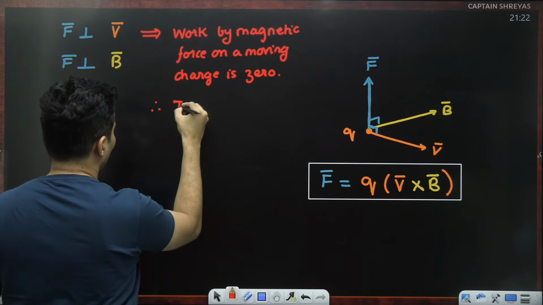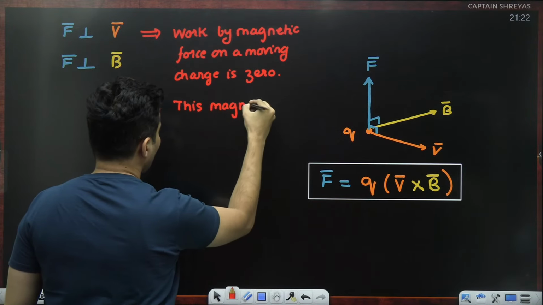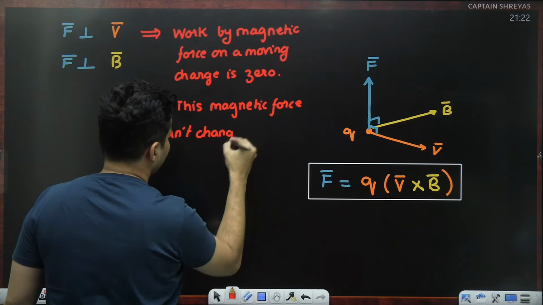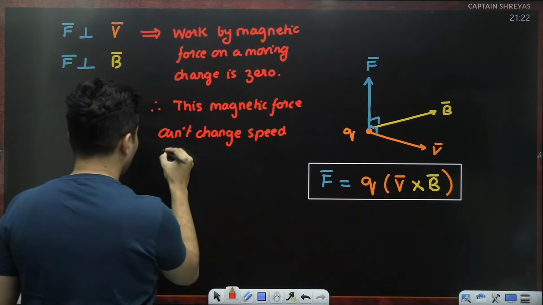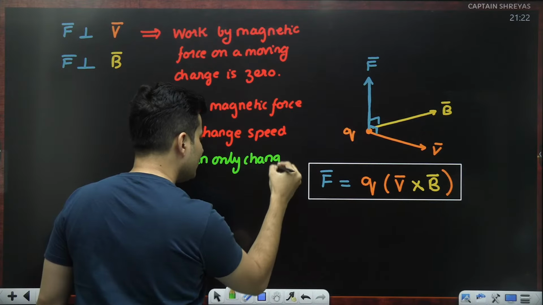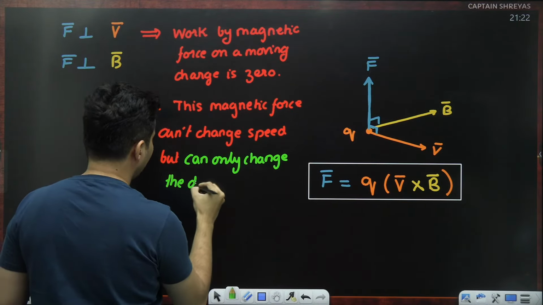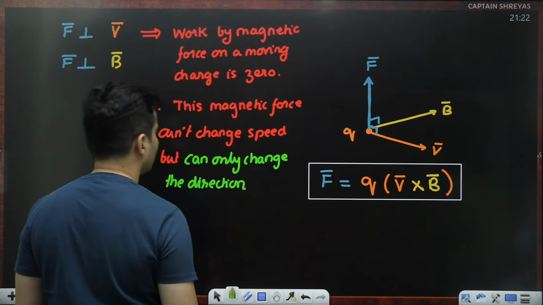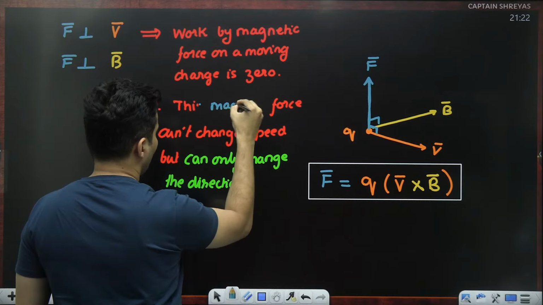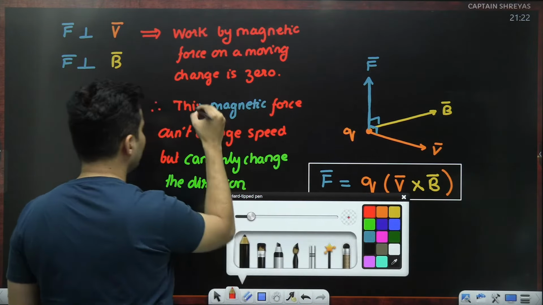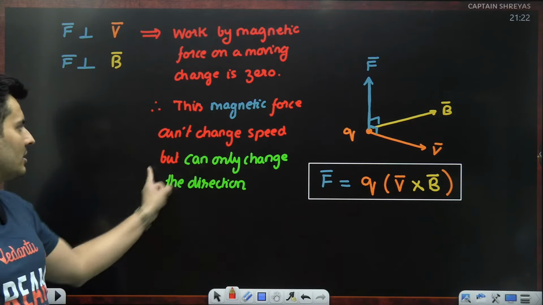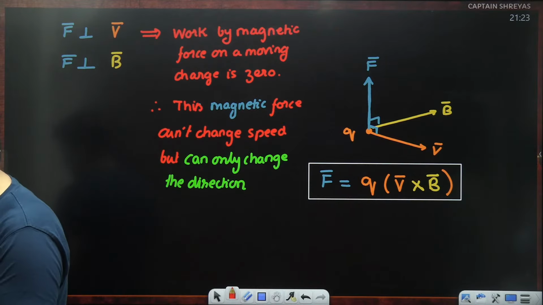Therefore, this magnetic force can't change the speed, very, very important. But what can it change if it can't change the speed? It can only change the direction. So very, very important: this particular magnetic force can only change the direction, but it can never change the speed. Very important for solving problems.